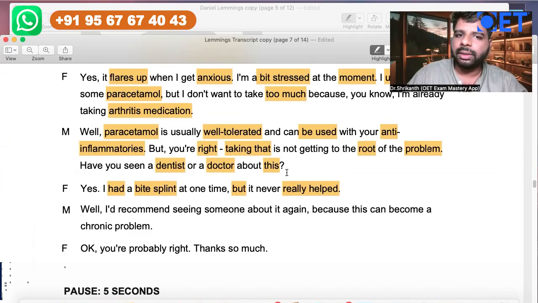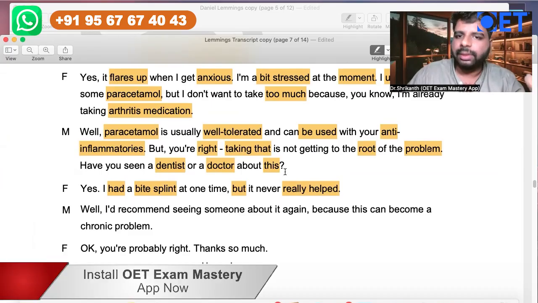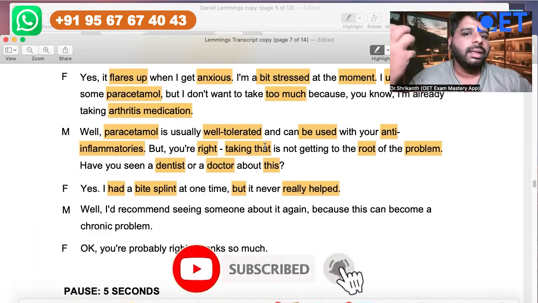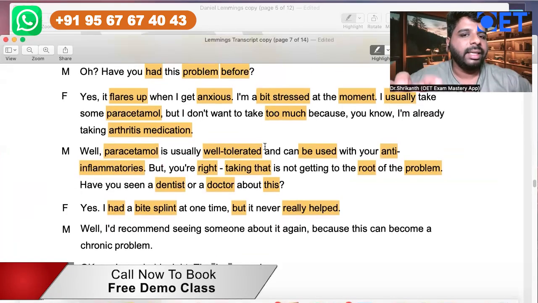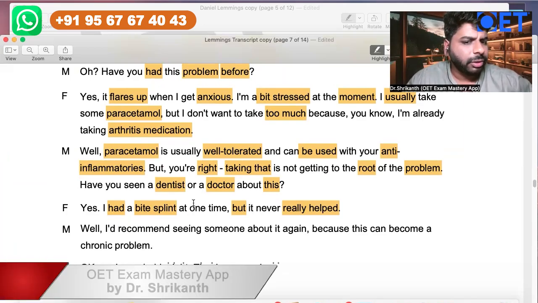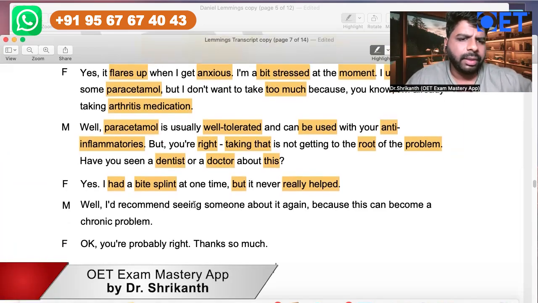And what is the solution? The solution is you safely take paracetamol with your medications because it is not going to be a problem. It is well tolerated. So we are getting the solution, but the question is asking you what is the problem. So the problem is her anxiety, anxiety about a potential drug interaction. So it is going to be answer option C. Now the remaining part, I recommend seeing about it again because this can become a chronic problem. So just a small advice over here.